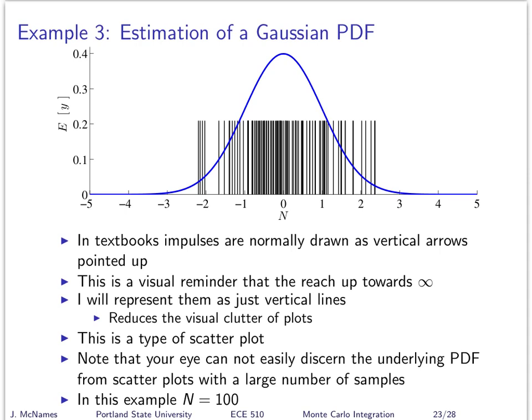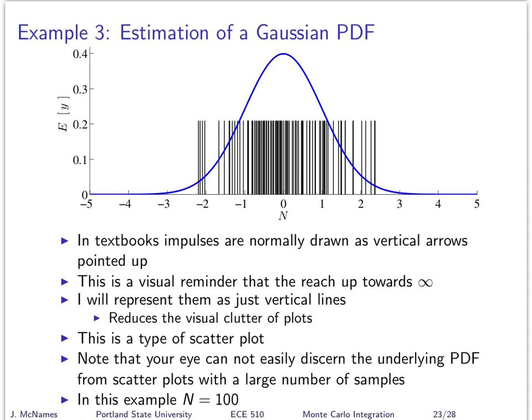This is an example where a normal distribution is represented as impulses that were drawn from a normal distribution.